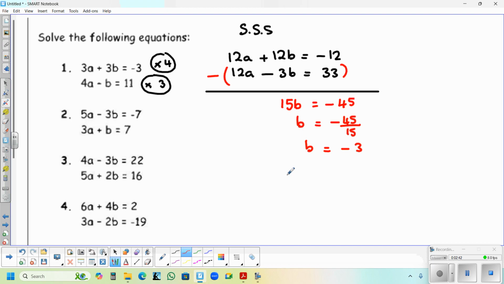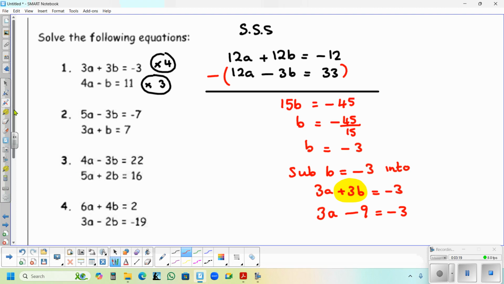Once we've got that, we want to find out what a is. So then we substitute b equals negative 3 into one of the original equations. I'm just going to go straight for that first one. So we've got 3a plus 3b is equal to negative 3. I know that b is minus 3, so I've got to substitute for this 3b. I'm going to put a number in there instead. So when I write that equation out, 3a stays the same. This 3b becomes 3 times negative 3, which is negative 9, and that's equal to minus 3.